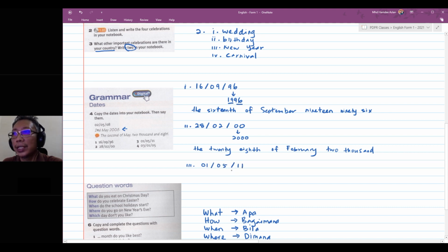Okay. For the third one, 01, 05, and 11. So the 11 means 2011. Okay. So the answer, the first two numbers are for the day, satu. So satu, you write the first of, okay, 05 means bulan Mei, the first of May, and then 2011, you can use twenty eleven. Okay, 2020, you use 20, and then the 11, just write 11. Okay, that is for the third one.